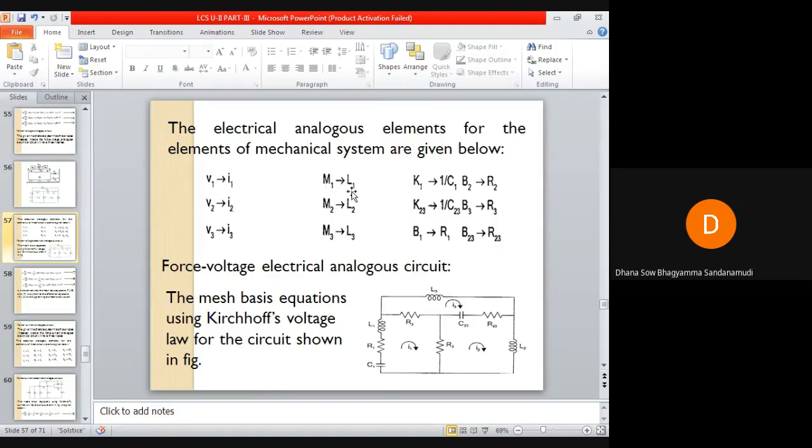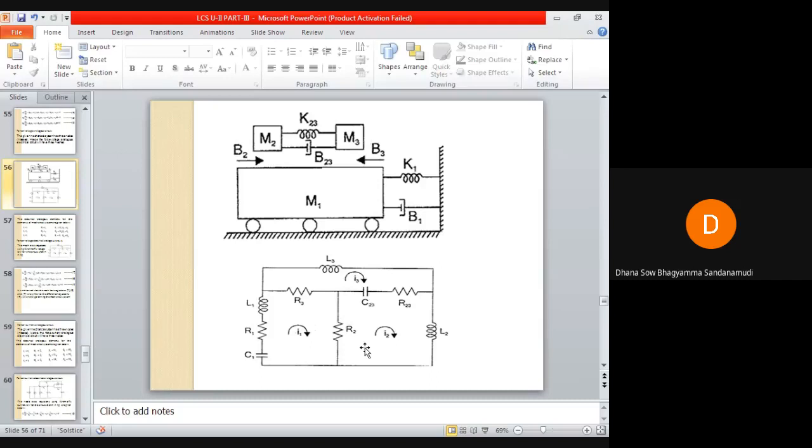Velocity is analogous to current. Mass is analogous to inductance L. Elasticity K is analogous to 1 by C, and B is analogous to R. From the table, this is velocity, not voltage. Velocity is analogous to current. Voltage and current both are electrical, not mechanical. One should be electrical, one should be mechanical.